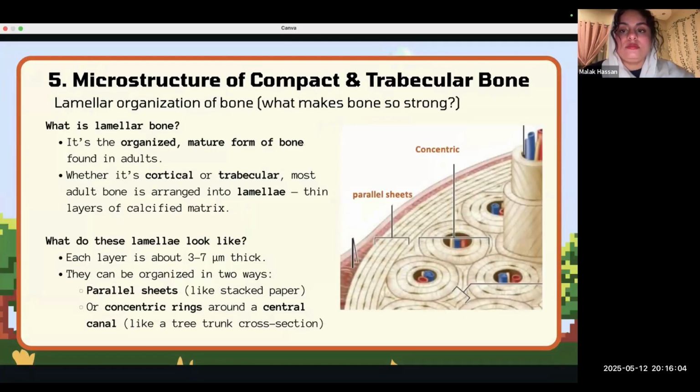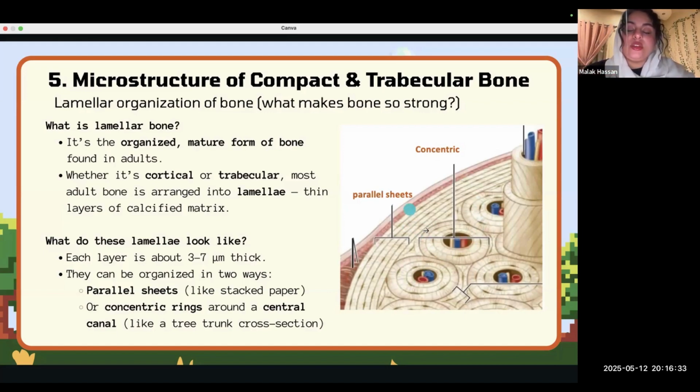Now, how is bone so strong? Like we said, there are two types of bone, lamellar and woven, and most of your bone is lamellar. So what makes it so strong? Lamellar bone is the organized, mature form of bone found in adults. Whether it's cortical or trabecular, most of the bones in your body as an adult are organized into lamellae, thin layers that are either parallel or concentric.